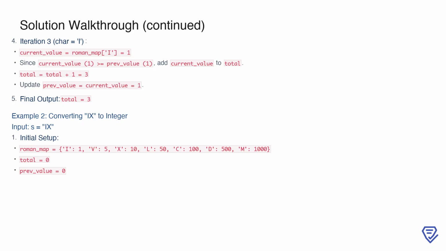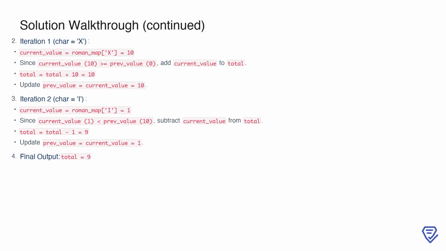Now, let's move on to a slightly more complex example, converting 9 into an integer. As before, we start by initializing Roman_map, total, and prev_value. These will help us process the Roman numeral step by step. In the first iteration for 9, the character is X, which has a value of 10 according to Roman_map. Since the current value, 10, is greater than or equal to the previous value, 0, we add it to total, making the total now 10. We then update prev_value to 10.